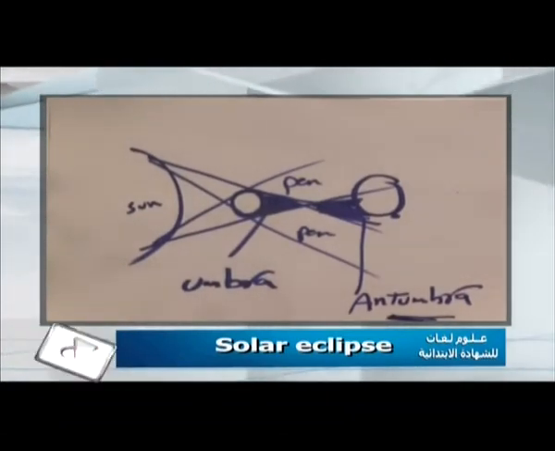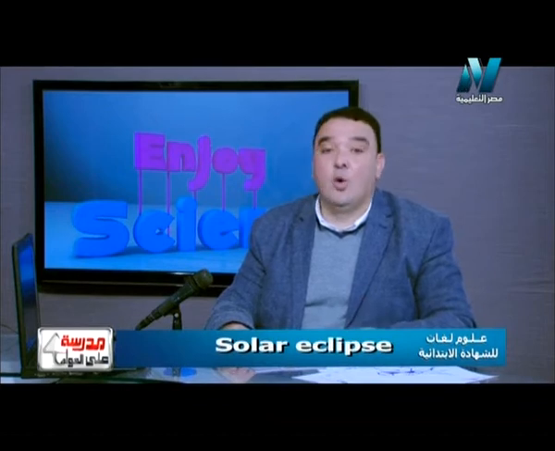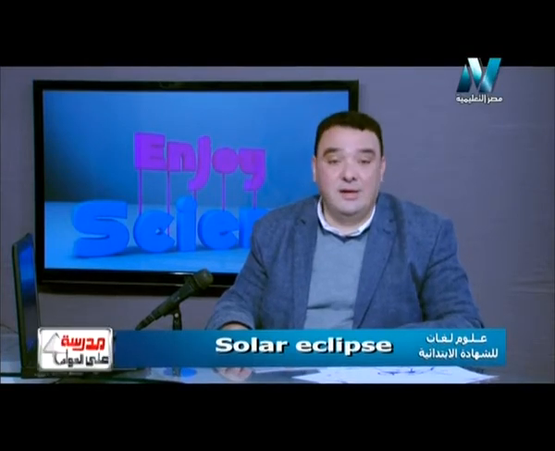So in this area we will see the lighted ring of the sun only. Why? Because the moon covers almost or nearly the size of the sun. So we can say that the annular solar eclipse is a type of eclipse where it occurs in the antumbra area of the moon and we can see only the lighted ring of the sun.